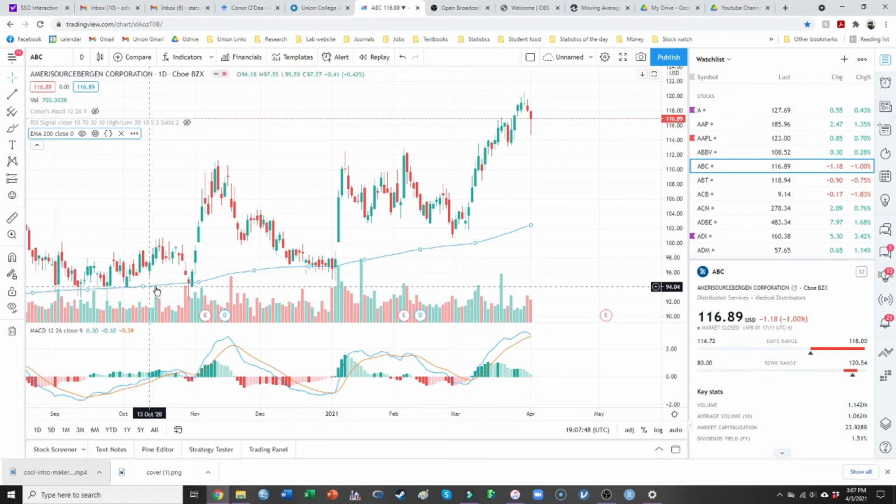So I only take a MACD signal if the current price of the stock is entirely above the 200-day exponential moving average. What that indicates to me is that by being above the 200-day exponential moving average, we're in an uptrend. And I like uptrends. I'm a swing trader. I like it when things are trending upward.